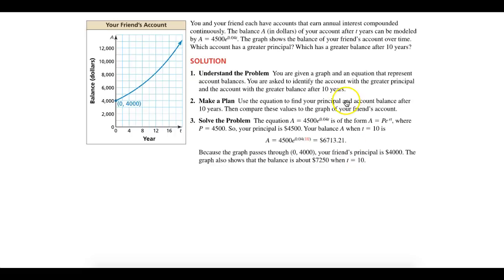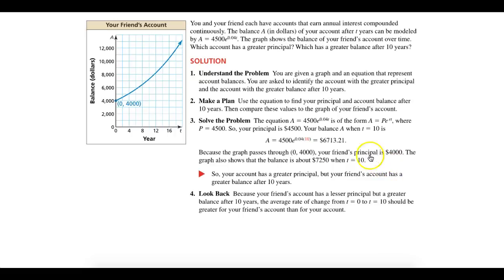Now we can answer some of these questions. Which account has a greater principal? Our principal was 4,500 and theirs was 4,000, so our account had the greater principal. Which has a greater balance after 10 years? We determined ours after 10 years was about 6,700, and from the graph, theirs was about 7,200. So ours had the greater principal, but our friend's has a greater balance.